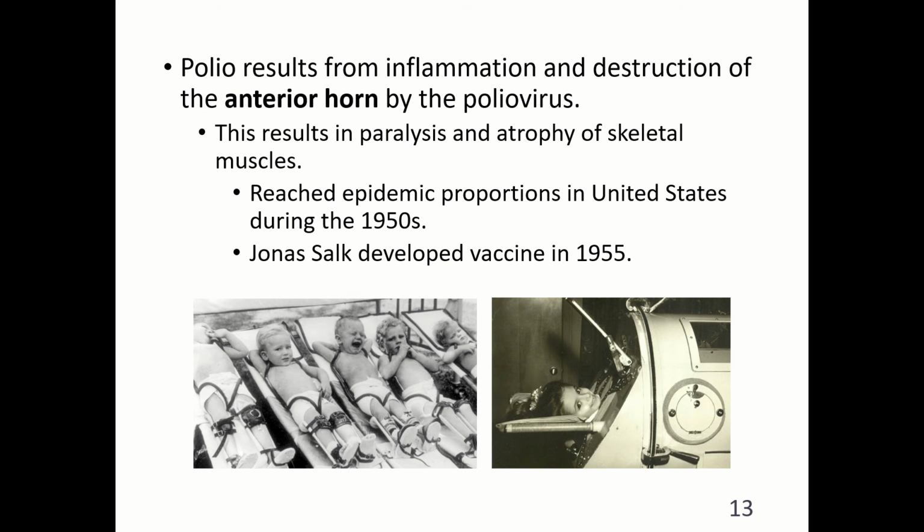The disease polio results from inflammation and destruction of the anterior horn by the polio virus. This results in paralysis and atrophy of skeletal muscles. Polio virus reached epidemic proportions in the United States during the 1950s. Jonas Salk developed a vaccine for polio virus in 1955. Polio virus was spread to children, as you can see here, through public water sources.